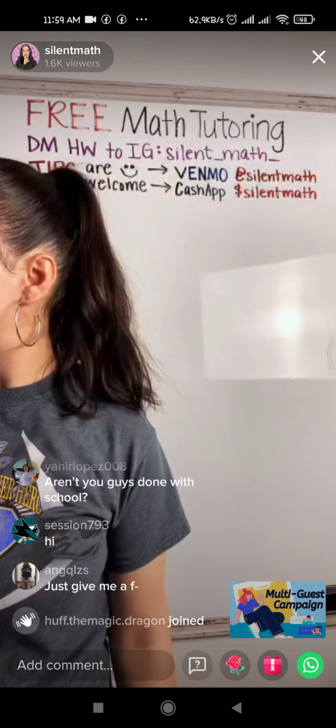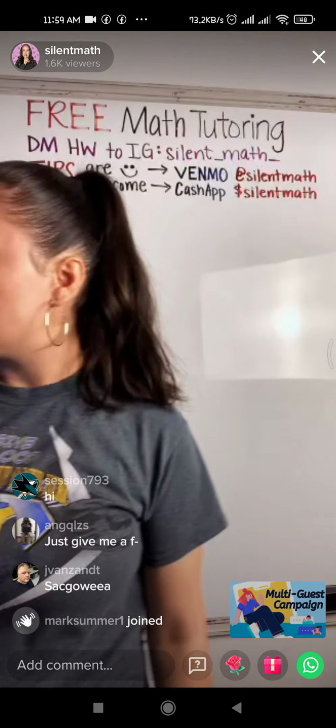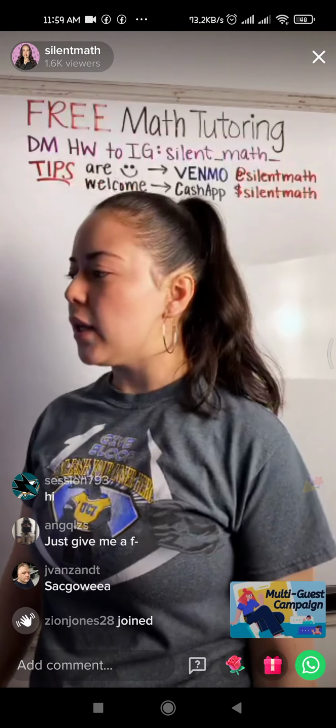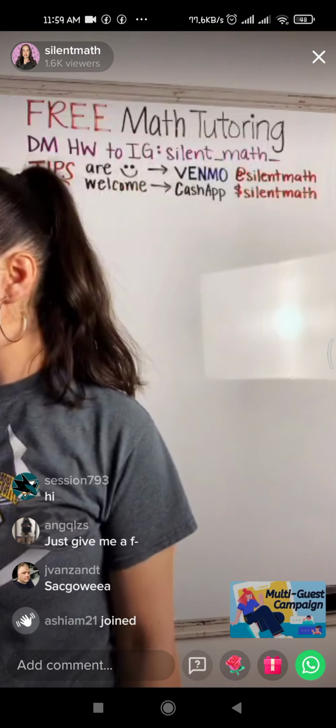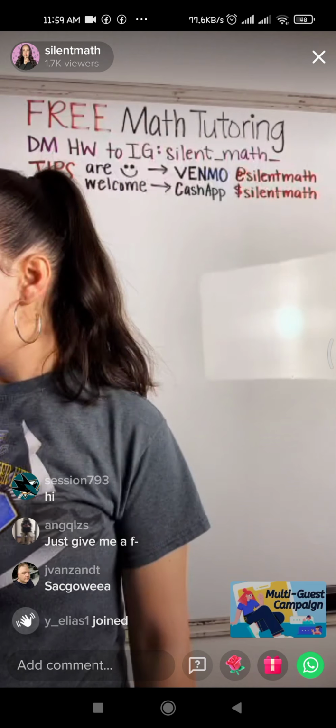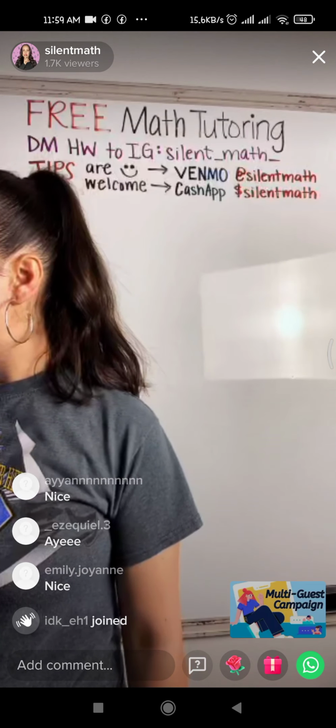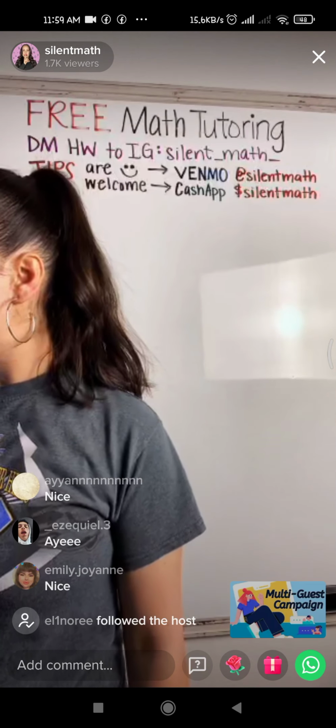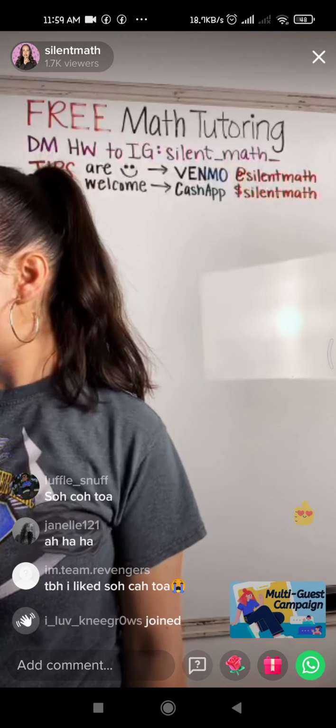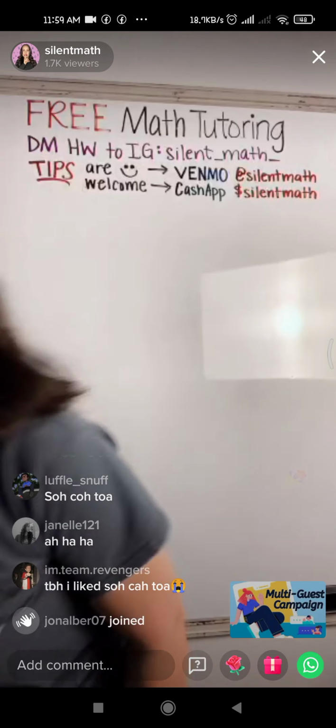This next one is going to be a triangle, but because it's not a right triangle, we're going to have to use either the law of cosine or the law of sine. So if you guys have been confused on that, keep watching because I'm about to show you.